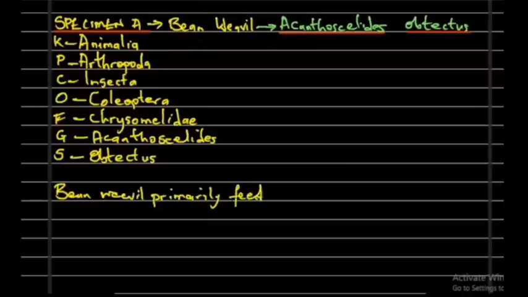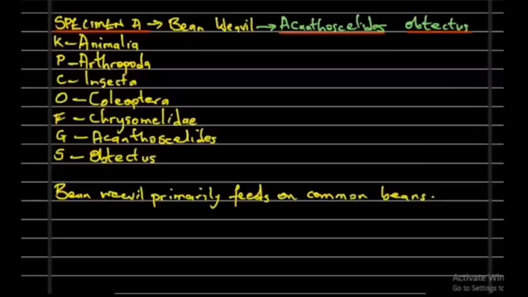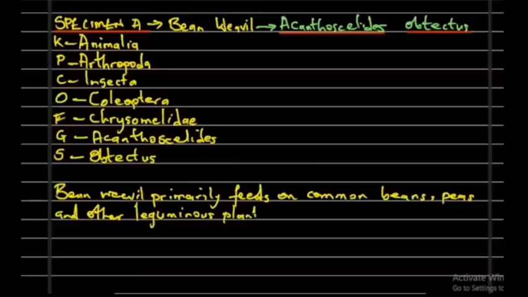Primarily, they feed on the common beans. That is what they feed on. And now it is not only the beans, they also feed on peas and other legumes and other leguminous plants. Those are the things that they feed on.